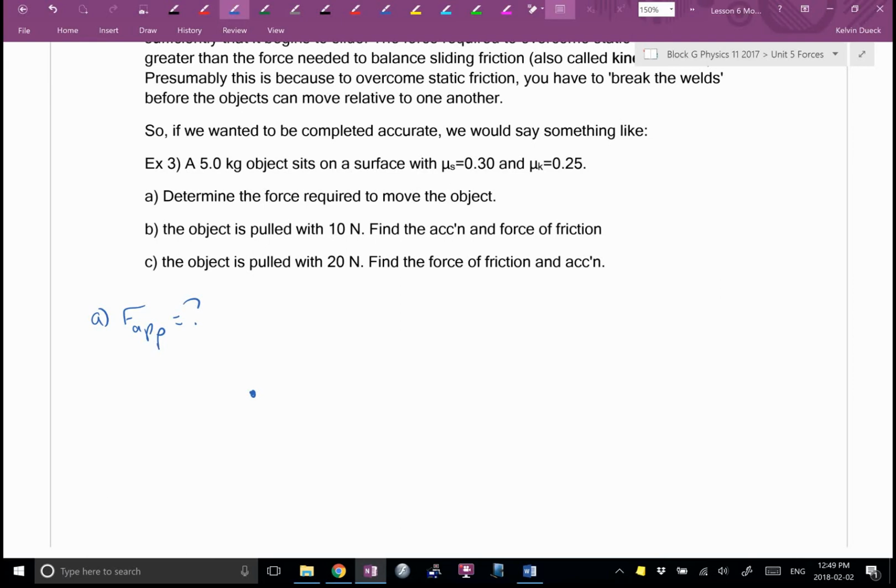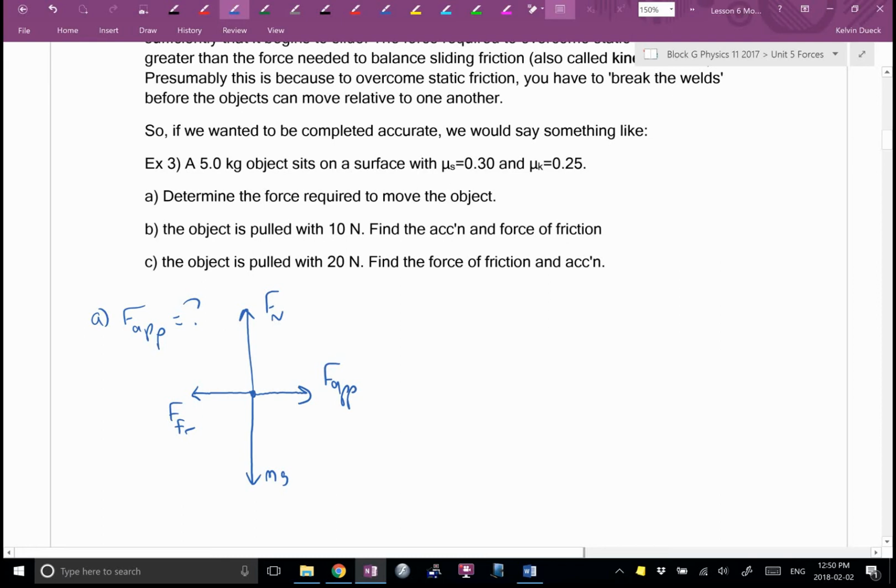So what are the forces acting on this object? Get the obvious one. Gravity. I agree. What else? Then we have this applied force. What else? Friction. Have we started accelerating yet in part A, or are we just starting to accelerate? I think we're just at the starting point. So I think if I want to find the force required to get it to move, I need to overcome friction.